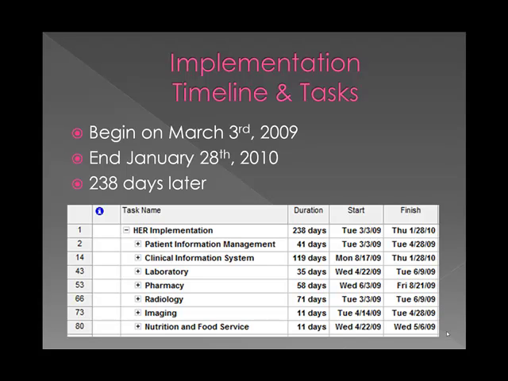In the example we will use today, a private hospital is planning to implement an electronic health record on March 3, 2009. In order for the project to be finished, 7 individual tasks must first be completed. These tasks include patient information management, clinical information system, laboratory, pharmacy, radiology, imaging, and food and nutrition services. In total, the project is estimated to take 238 days and will be completed on January 28th of 2010.